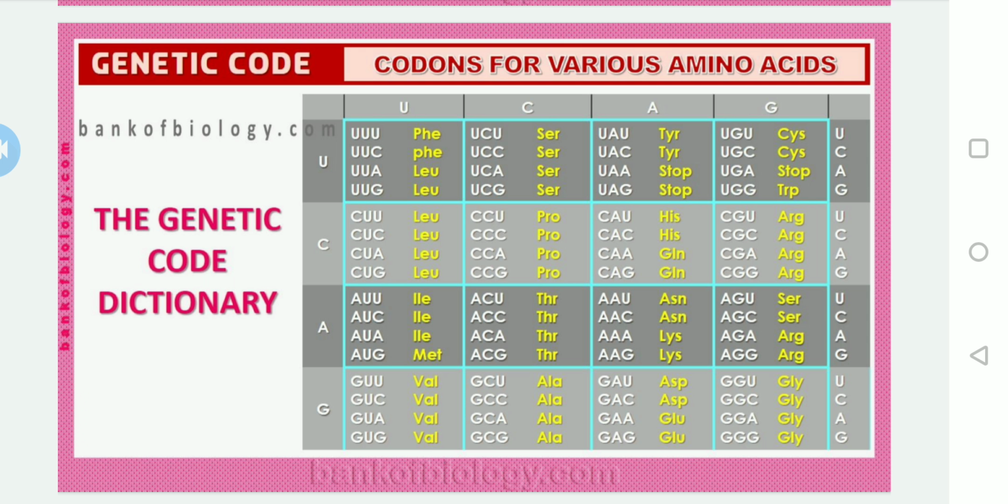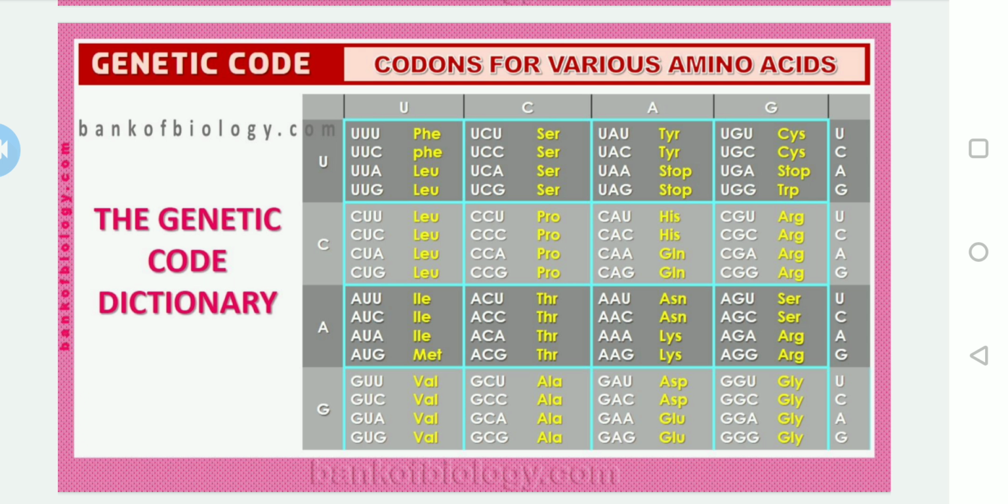We can also identify another one: GUU, GUC, GUA, and GUG. These codons code for the amino acid valine. Like that, we can identify the genetic codes for the various amino acids, so that this combination of 61 codons is responsible for the synthesis of 20 amino acids.